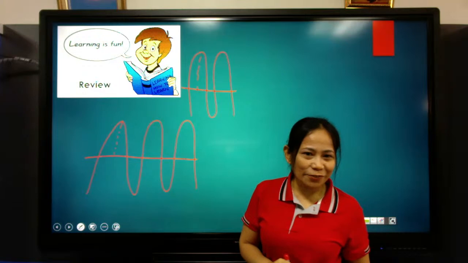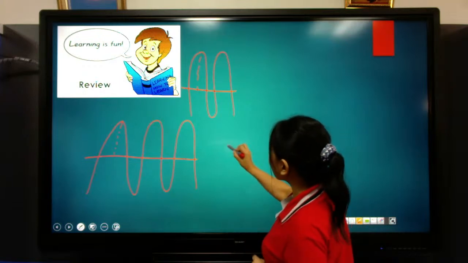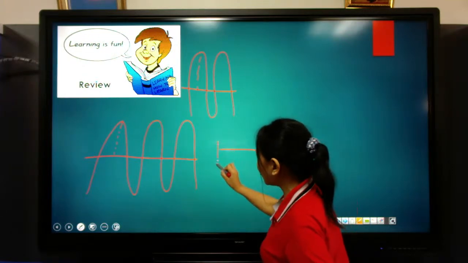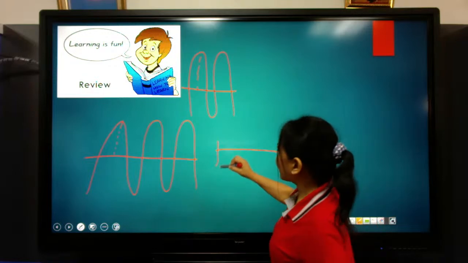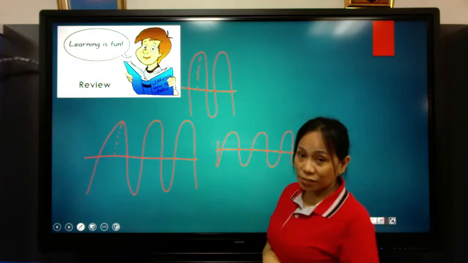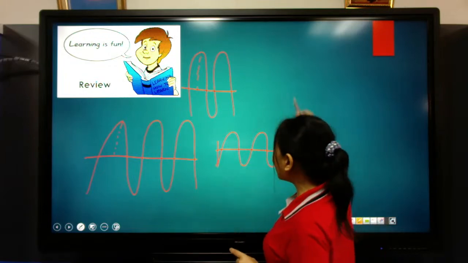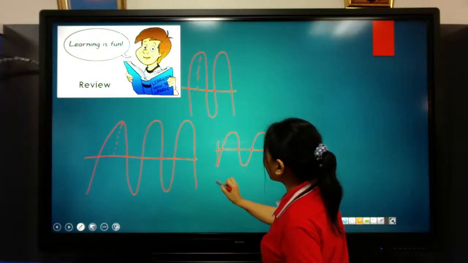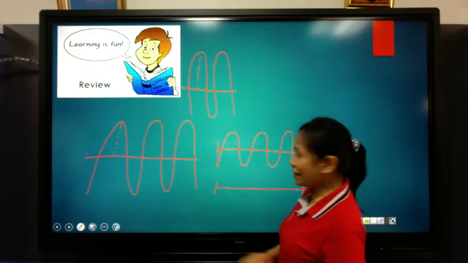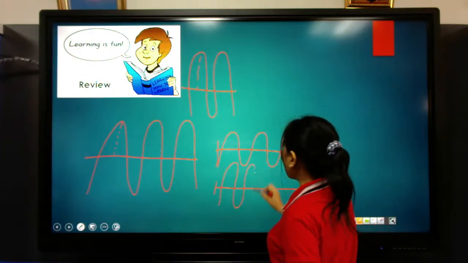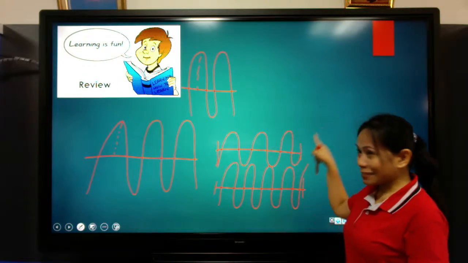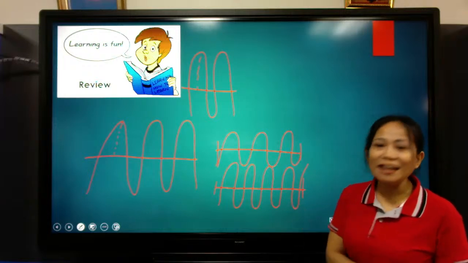But how about the frequency? Supposing this is the measure for 1 second, this is the frequency: the number of waves in a second. This is the center line. The more vibration, the higher the frequency. This is low frequency and this is high frequency.